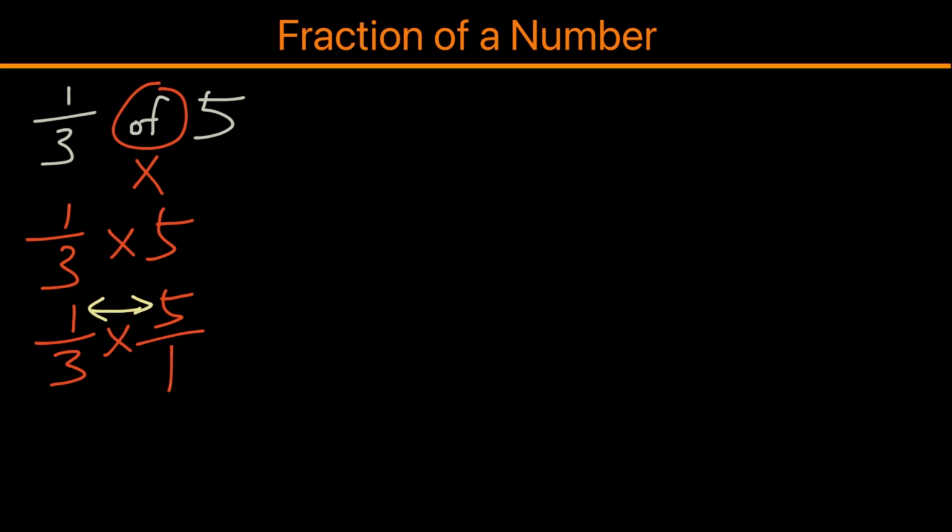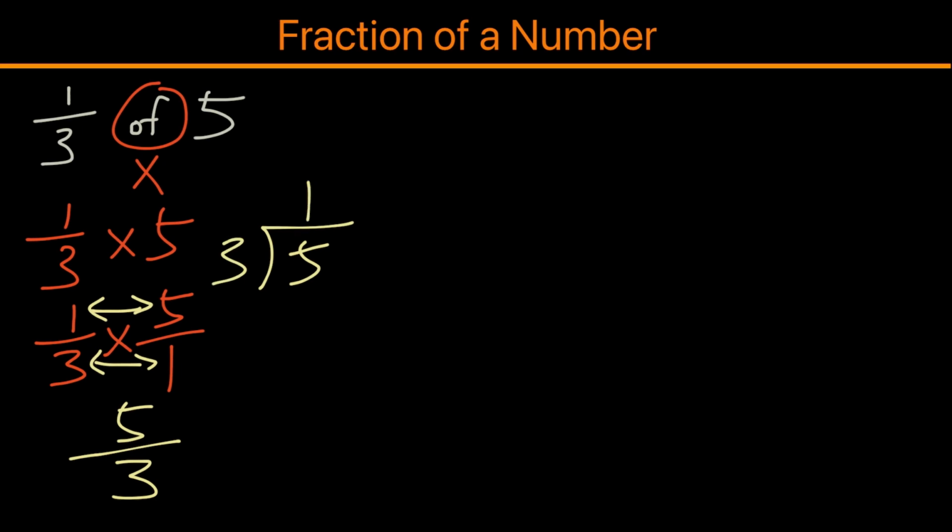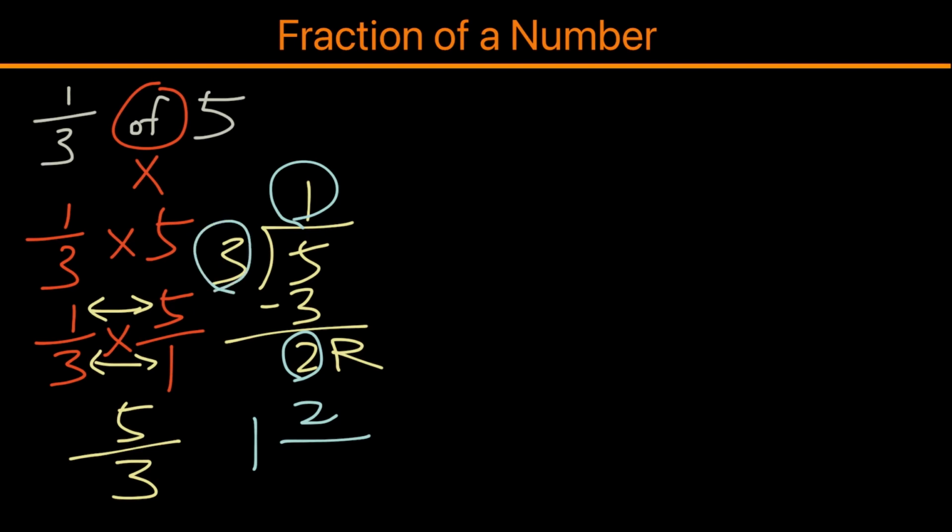Then we will simply multiply across, and that would become 5/3. Now we can see this is an improper fraction, so we're gonna convert it to a mixed number. To convert it to a mixed number, we can just divide the numerator by the denominator. 5 divided by 3 is 1. 5 minus 3 is 2. So we have 2 as a remainder, and the mixed number would be 1, 2 over 3.